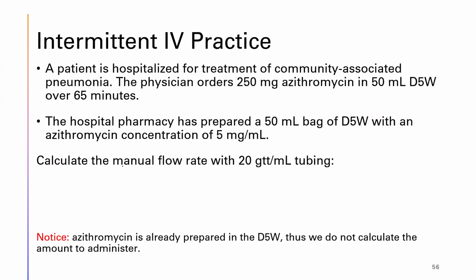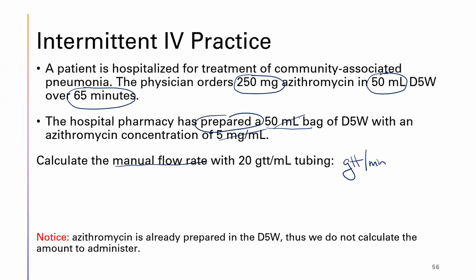So jump to the question, calculate the manual flow rate with this drop factor. So you're looking for GTT per minute because it wants the manual flow rate. So he's hospitalized. The physician orders 250 milligrams in that 50 milliliters over 65 minutes. So this is his medicine. This is the IV primary bag. This is the time. So the hospital pharmacy has prepared a 50 milliliter bag, which is that one, with a concentration of 5 milligrams per milliliter. So it says the pharmacy has prepared.